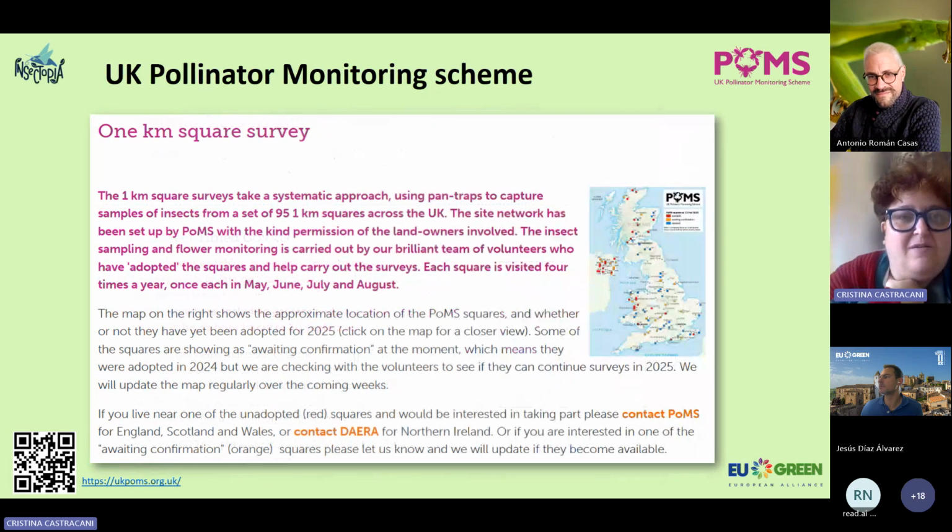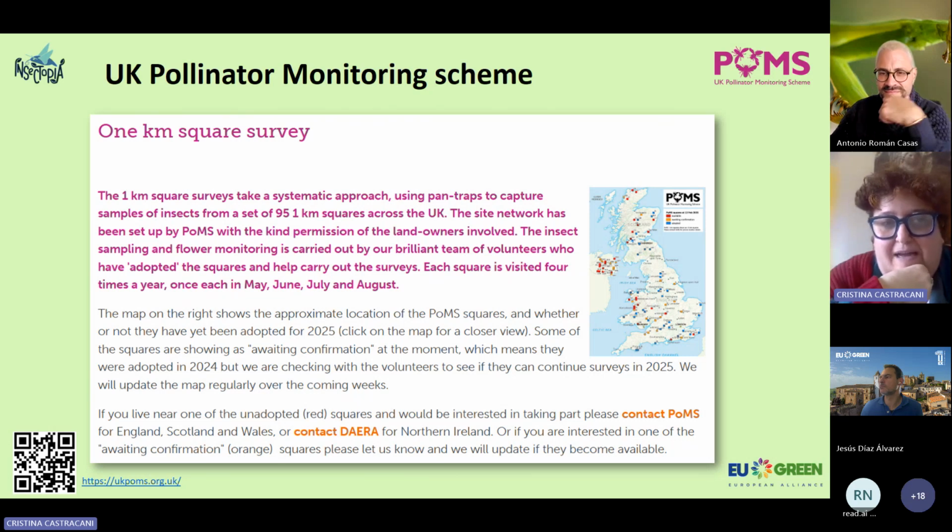On the other side, the 1 kilometer square survey is a more systematic approach, and in this sampling you use pan traps to capture samples of insects from a set of 95 1 kilometer squares across Europe. So the researchers have already defined these squares. They have also defined the instruments that you are going to use, and so you have to try to find out if there is a square near you, and you have to contact the researchers if you want to participate to collect the data.